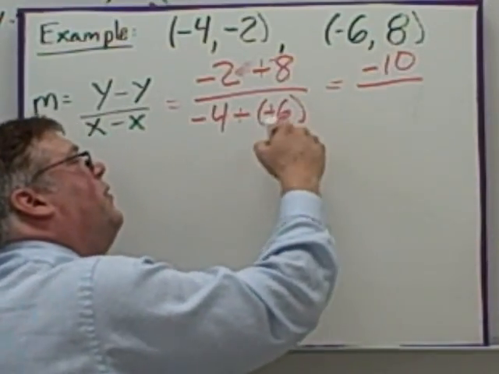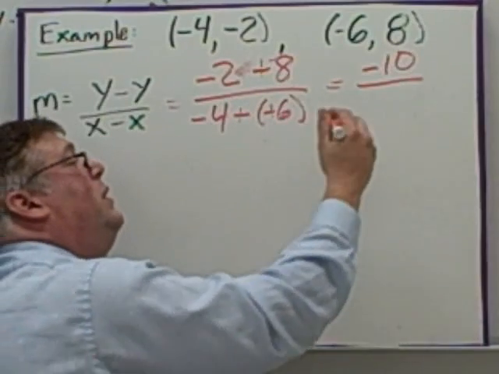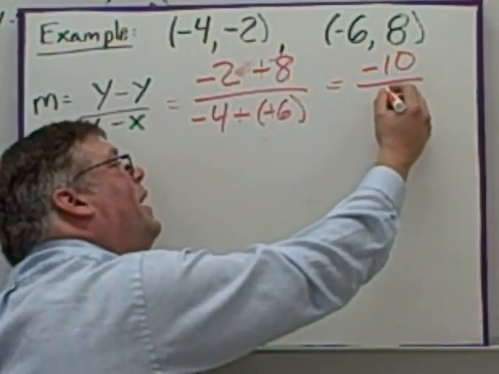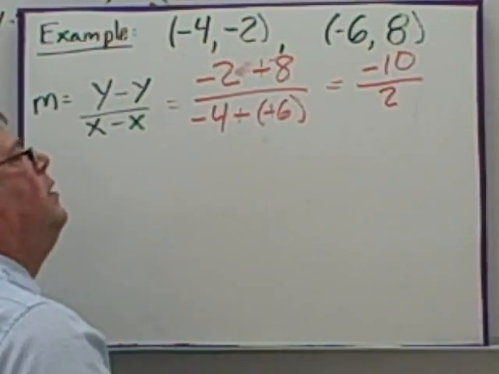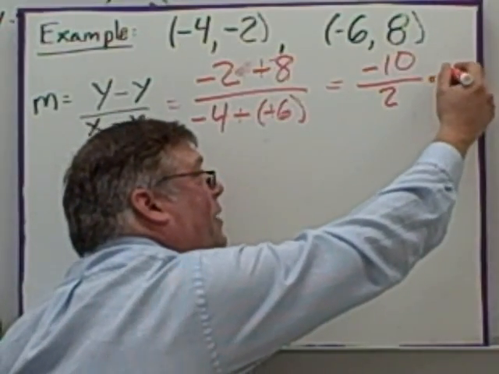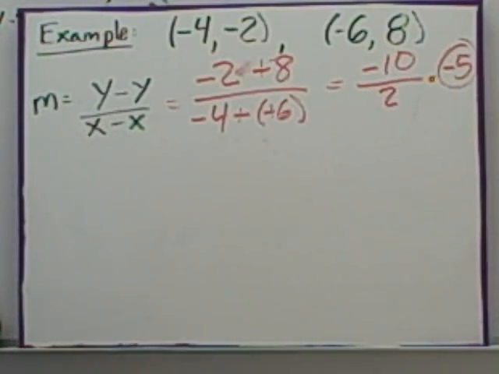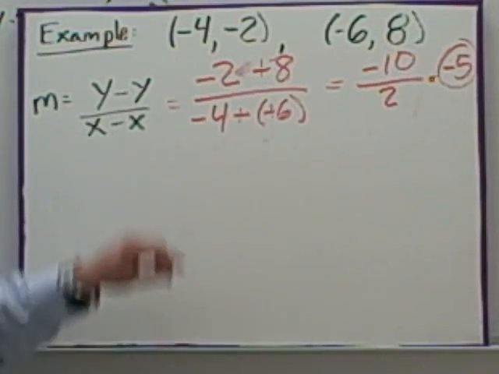which is going to give us larger minus a smaller. 6 minus 4 is 2. Sign of the larger, we get a positive 2. Can that be simplified? Yes. Negative 10 divided by 2 is negative 5. That's our slope on this one.